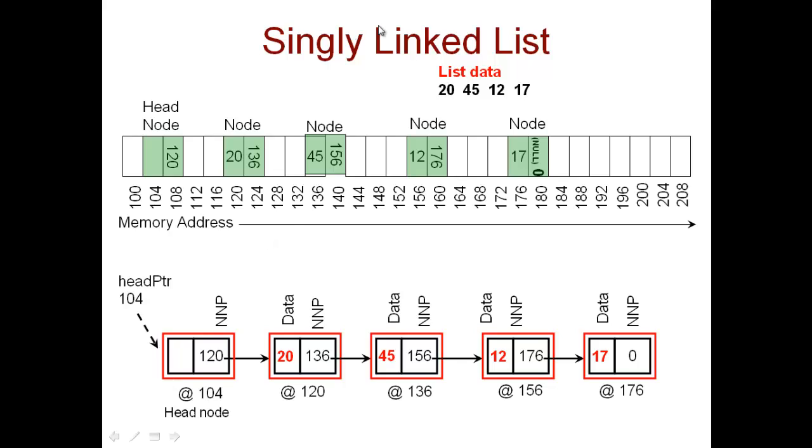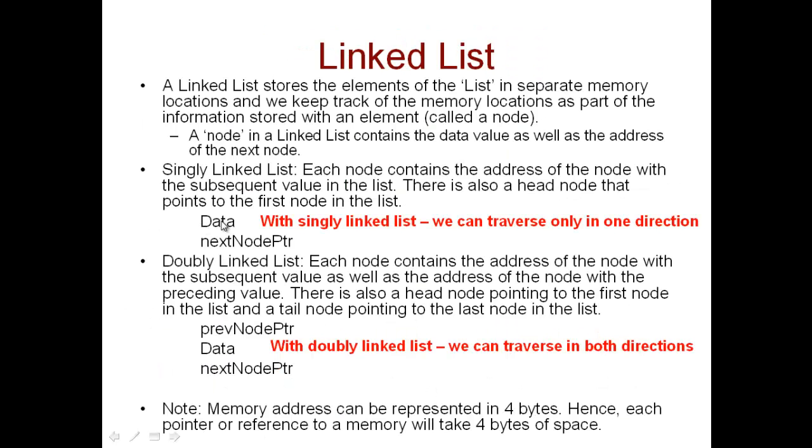So for example, if this is what you want to store, like 4 integers 20, 45, 12 and 17, with an array you can just create a contiguous block of memory of 4 bytes each, just 16 bytes, 4 elements, and you can store these 4 integers. Whereas in the case of a linked list, this is the data which is an integer that you want to store. So you package the data along with some pointers.